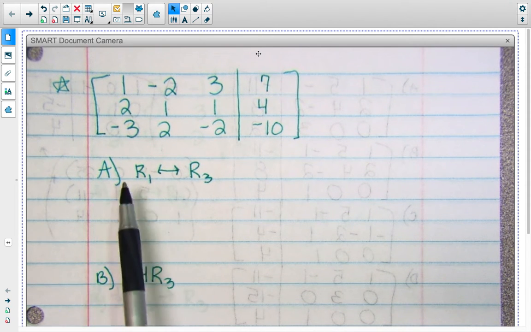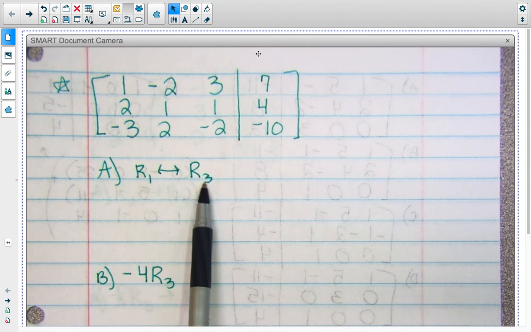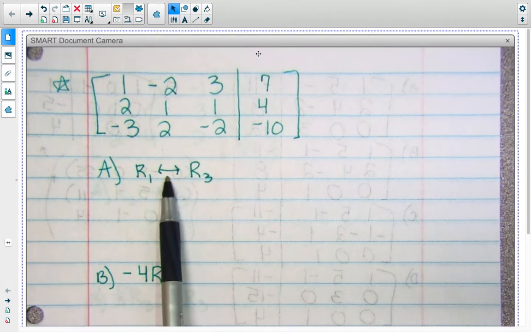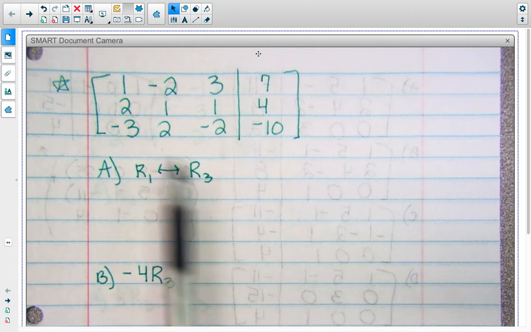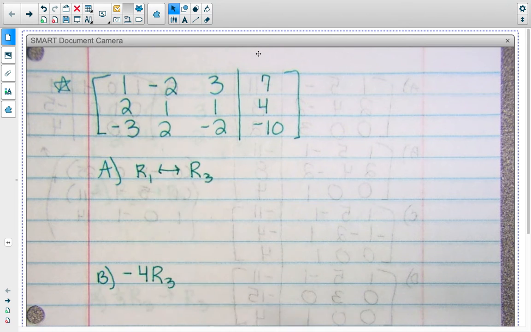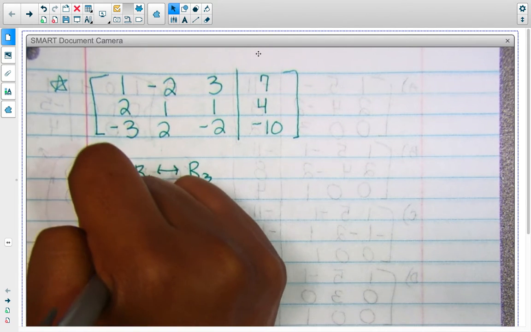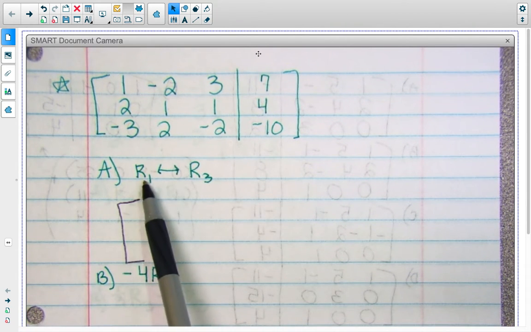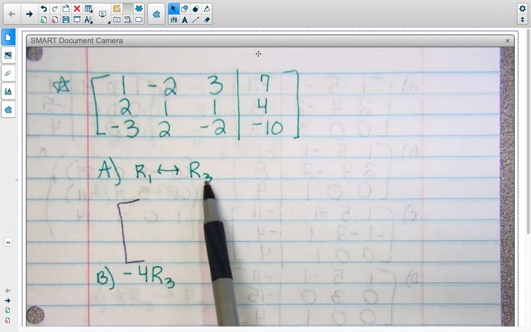So this symbol right here means to interchange row 1 with row 3. So this symbol here means to just switch them. You switch row 1 with row 3. So I'm using this augmented matrix right here. That's what I'm going to be using the whole time. So we're going to switch row 1 with row 3.